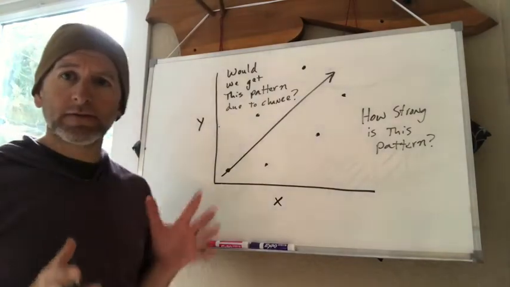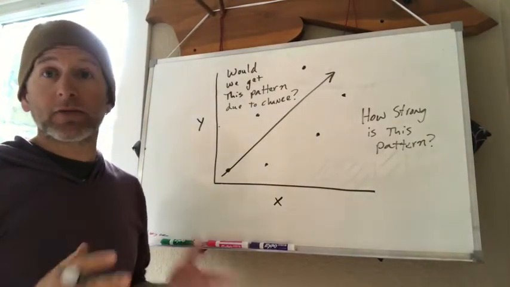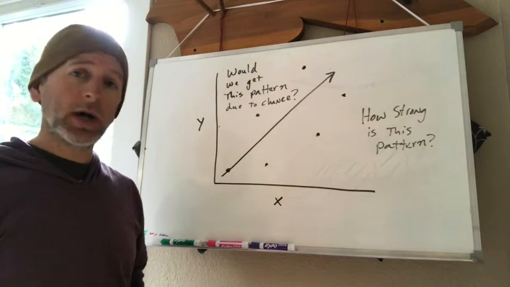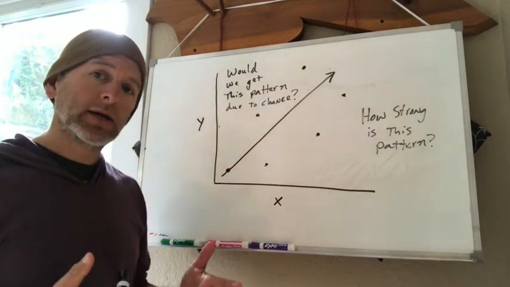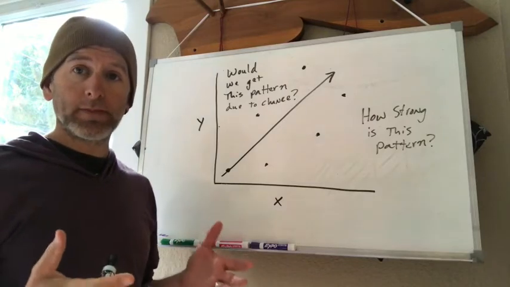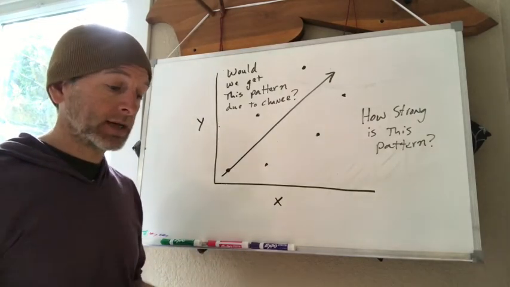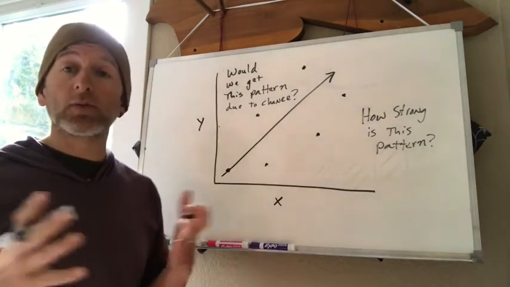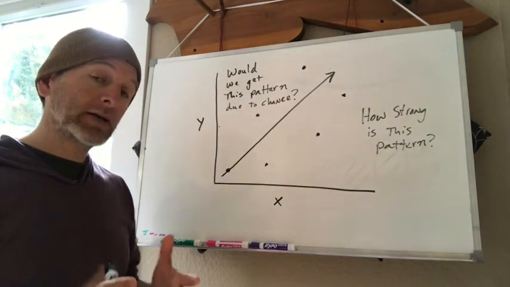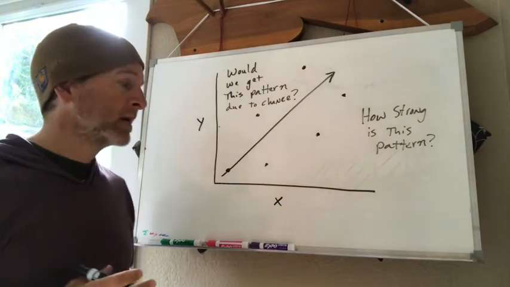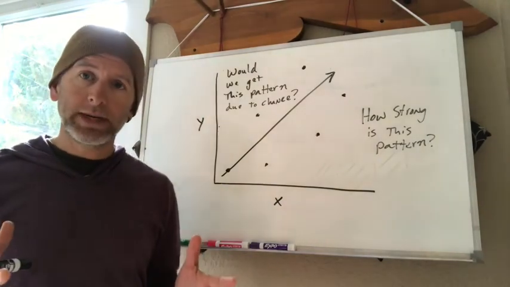These 2 questions are the fundamental questions we have to ask about every regression relationship. 1, would we get it due to chance? And 2, how strong is that pattern? These relate to 2 really important measurements, 2 really important calculations we'll make, and 2 really important values that we're going to get from our regression that are really important to keep in mind.